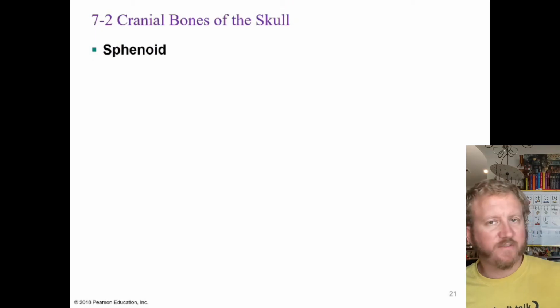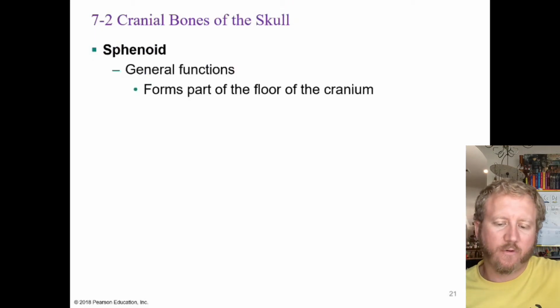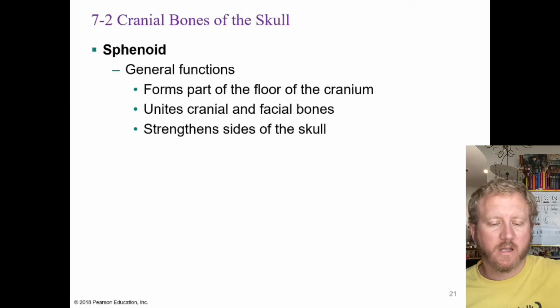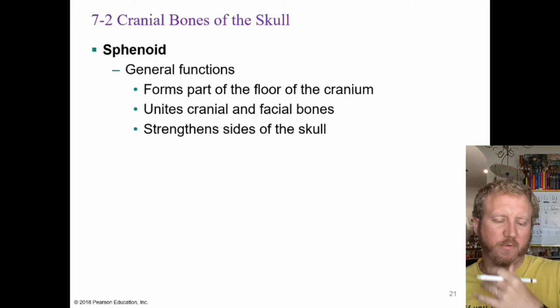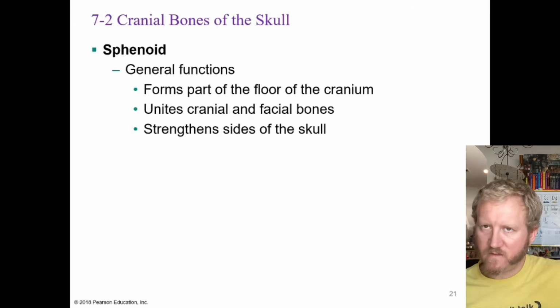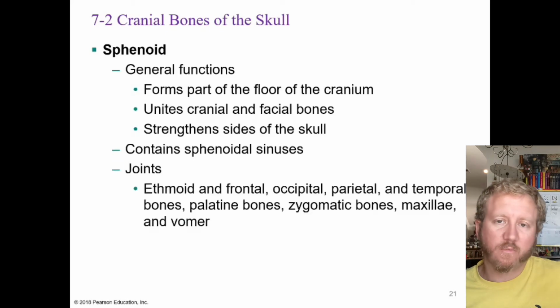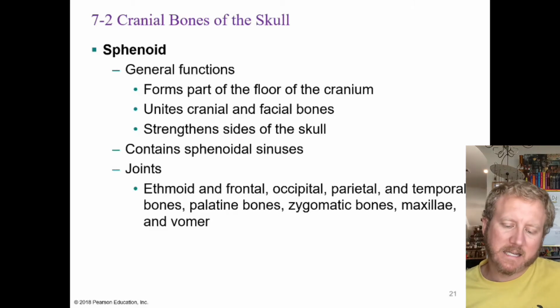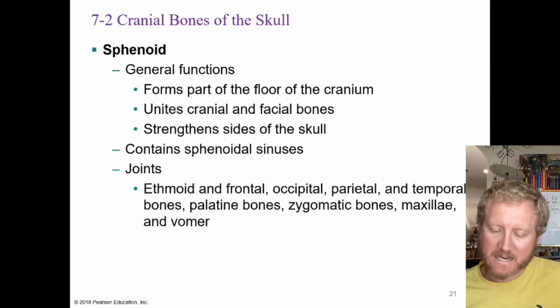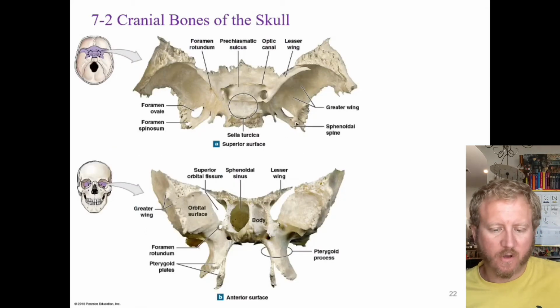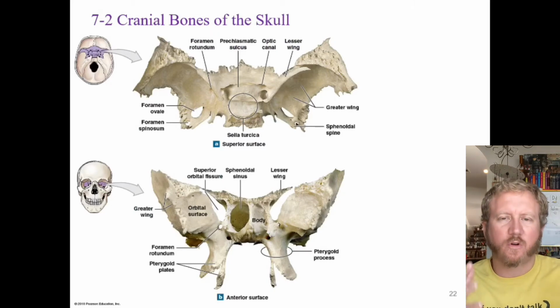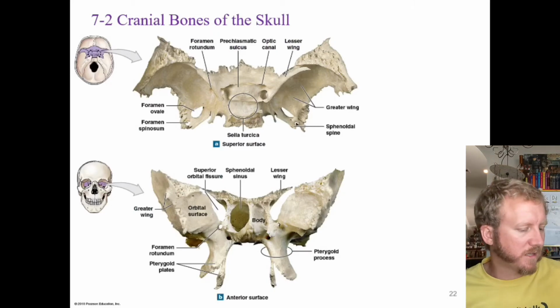Another bone we have is the sphenoid bone. Now, generally, it forms the floor of the cranium. It unites the cranial and the facial bones. So you don't see that bone. It strengthens the sides of the skull like a support strut. It has the sphenoid sinuses. It joins with the ethmoid and frontal bones, the occipital, the parietal, and the temporal bones, as well as the palatine bones, the zygomatic bones, the maxillae, and the vomer of the facial bones. And so here's the sphenoid bone, and it kind of looks like some sort of weirdo flying structure, like a bat or something like that.